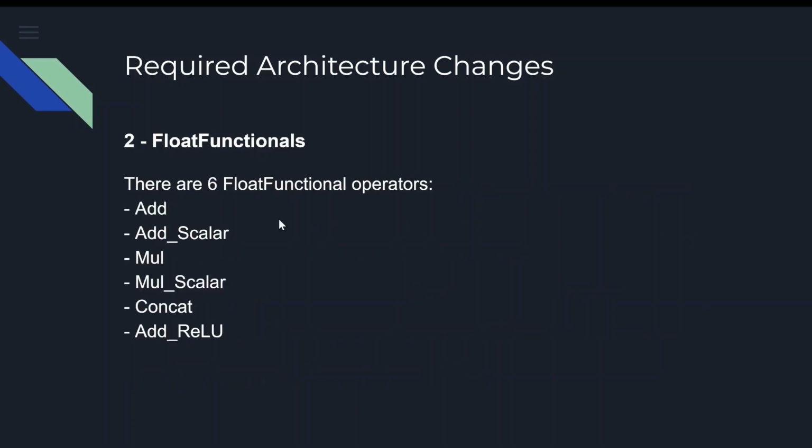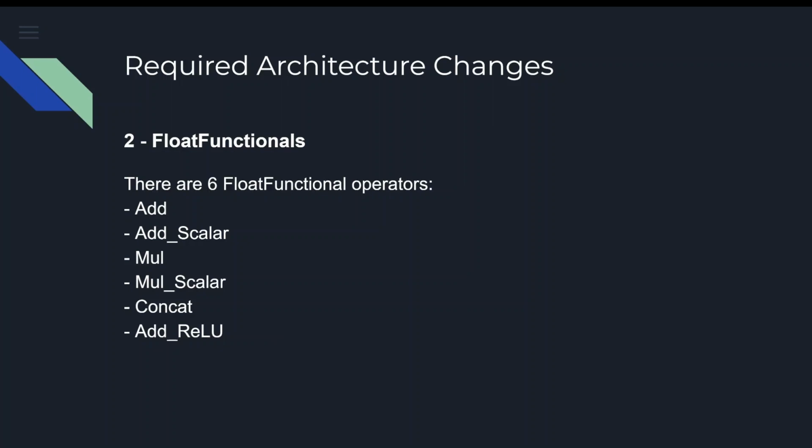The way FloatFunctionals work is that it's the same FloatFunctional class, but they have these different methods, which are add, add scalar, which is just adding a scalar to a tensor, mul, mul scalar, a concat, and an add relu. An add relu is just the same as adding two tensors together and then automatically applying a relu. Those are the only 6 FloatFunctionals that are currently supported by PyTorch. It is a bit of a pain that they don't support division operations currently.